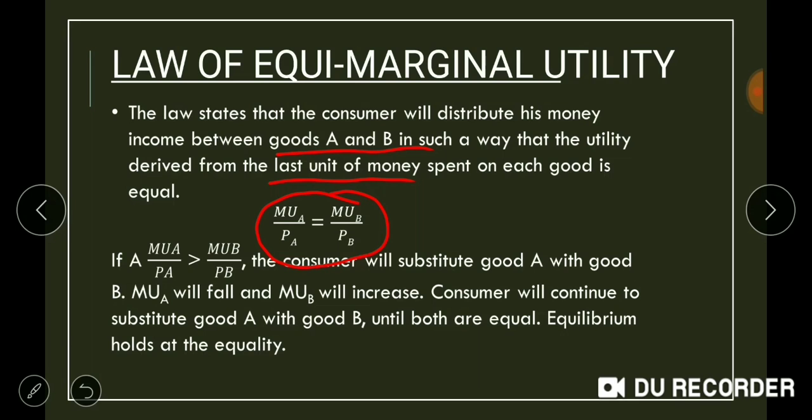If MUA/PA is greater than MUB/PB, the consumer will substitute good B with good A, since marginal utility per unit of money from consuming good A is higher. With successive consumption of good A, the marginal utility of A will fall and MUB will increase. The consumer will continue to substitute until both are in equilibrium. Equilibrium holds at equality. However, this equilibrium is not unique. How far the consumer goes in purchasing the goods he wants is determined by the size of his money income.